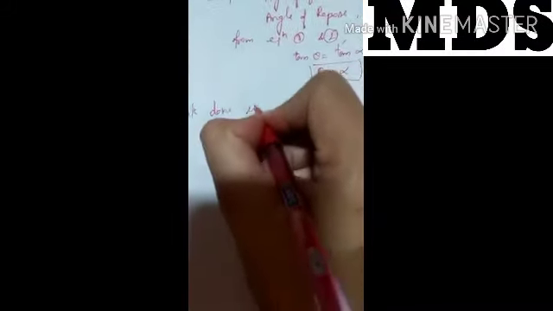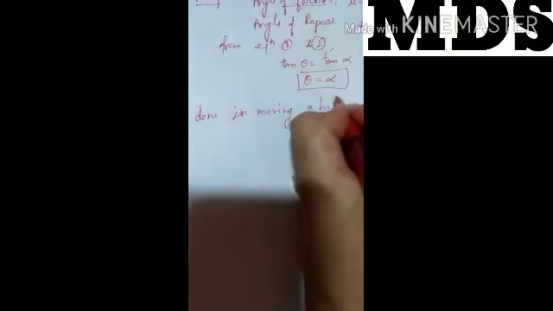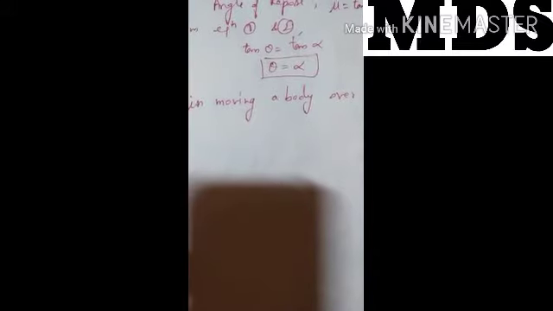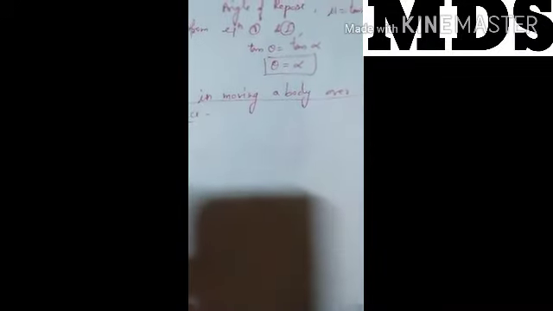Now our next topic, work done in moving a body over a rough horizontal surface. If any body is moving on a rough horizontal surface, rough meaning friction will act, then how much work is done on that object?